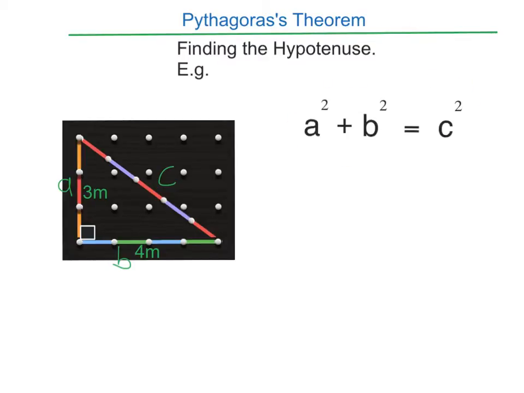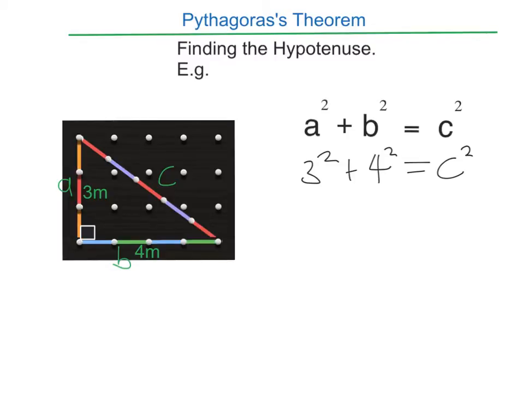So we're going to be going through the same steps all the time. We write the formula. We substitute the numbers that we know. In this case, we know the number for A and the number for B, and we make the unknown C the subject. So let's do that. First of all, let's substitute. Because A is 3, I'm going to write 3 squared. And B is 4, so I'm going to write 4 squared. I don't know what C is, so I leave C squared like that.